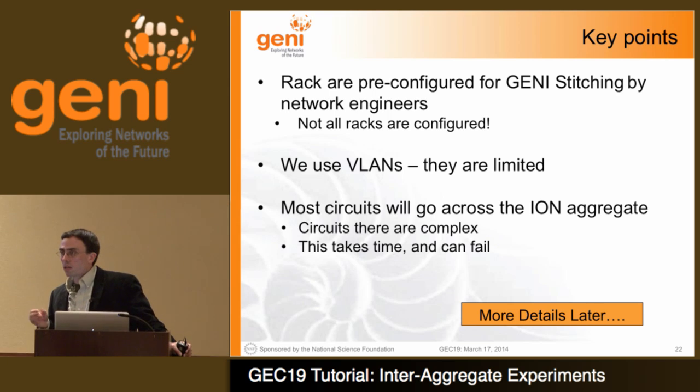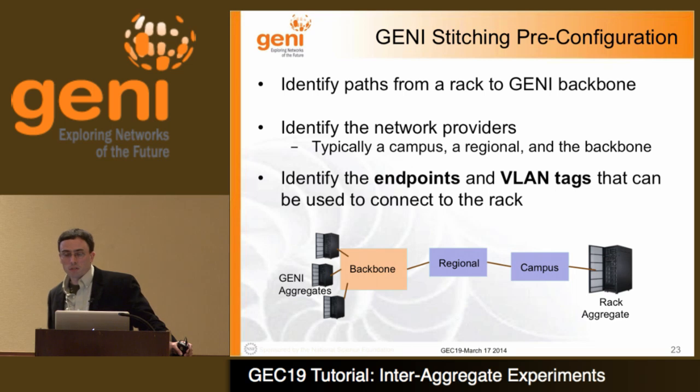The other thing to understand is a lot of your circuits are going to go across the ION service, Internet 2. That has its own complications. It's hitting a lot of different switches. It's a lot of traffic coming from other universities. Things can fail, things can go wrong. And so you need to understand that when you watch what's going on in stitching.